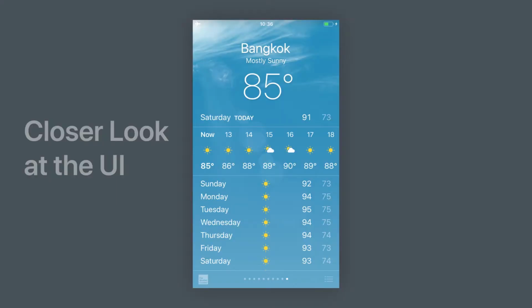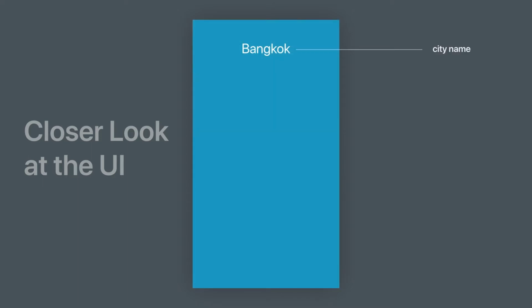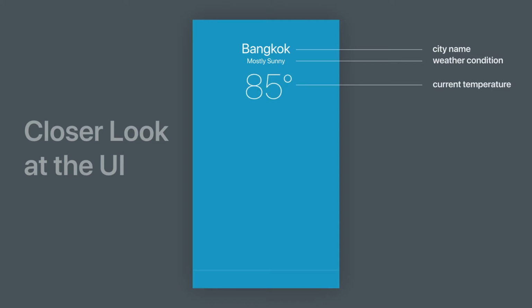In part 1, we will reproduce the home screen user interface. Let's take a closer look at it. The name of the city and the current weather conditions are displayed at the top of the screen. It is followed by a large current temperature display. Further down is the line showing the current day of the week and the high-low temperature for today.